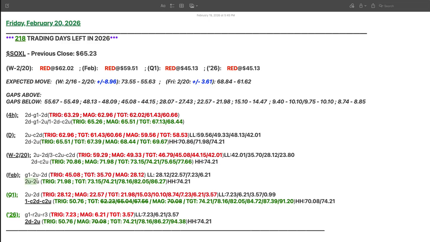But for right now, we're just looking to continue this 2 up, 2 up, get above that 71.98 and get to these extended targets out here. Remember, 74.21 is the all-time high. So anything after that is blue sky territory. And then, of course, we talked about on the quarter, we ran the 1 combo 2 down, combo 2 up strat. And then on the year, we ran the 2 down, 2 up strat as well. So just waiting around on those higher time frames, the quarter and the year.